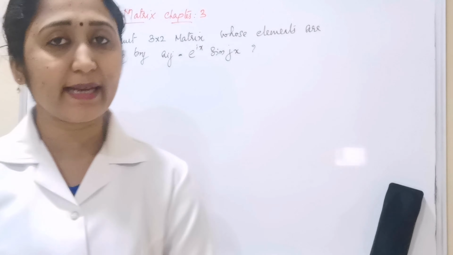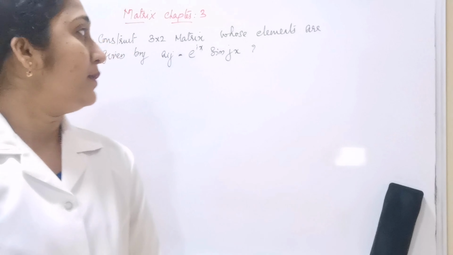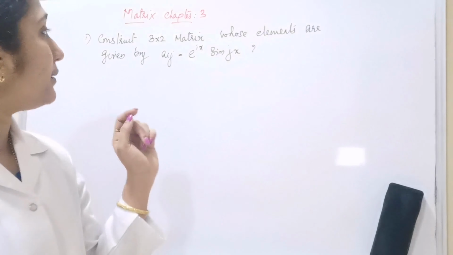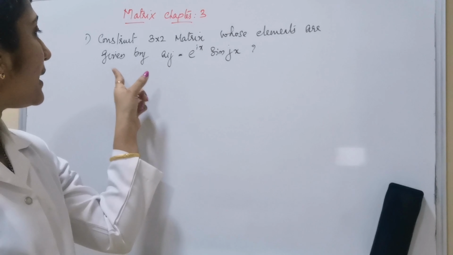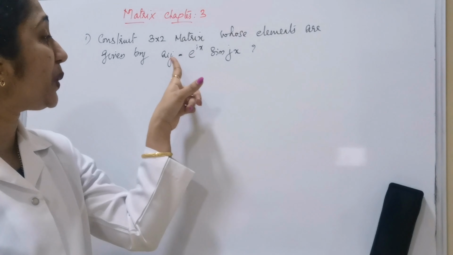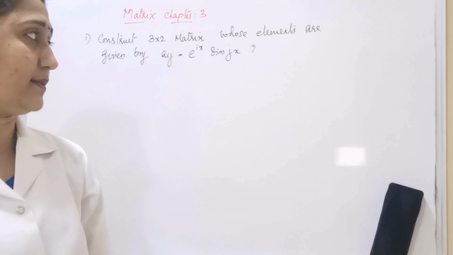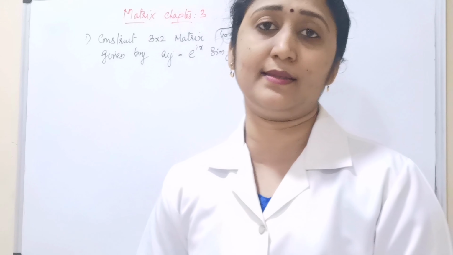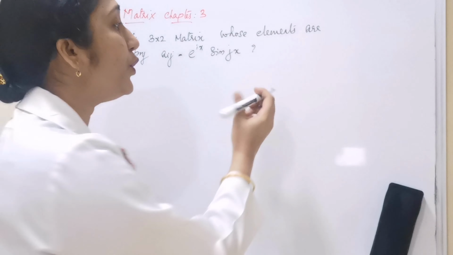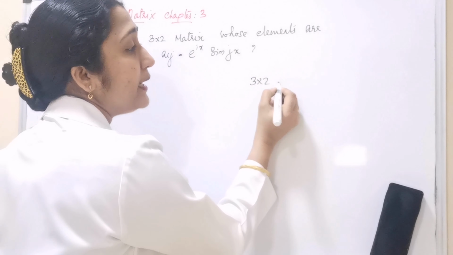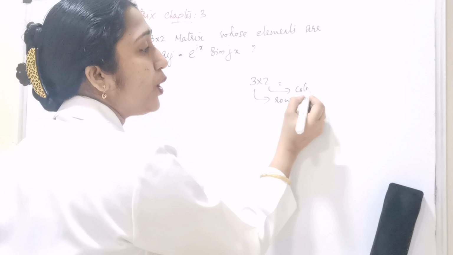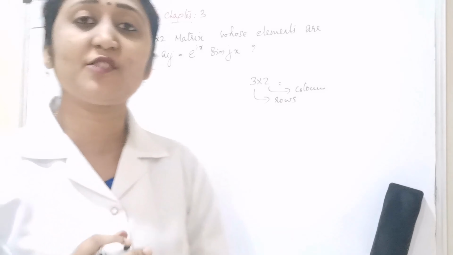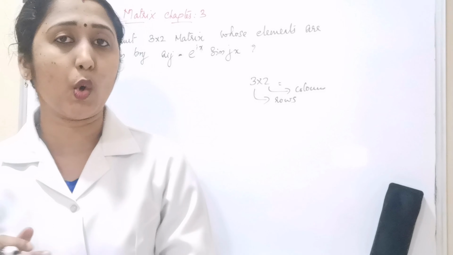Today's topic is matrix plus 2 maths. These are my questions. Here the problem is given: construct a 3 by 2 matrix whose elements are given by Aij equal to e raised to ix sin jx. This is the question. We have to construct a 3 by 2 matrix. A 3 by 2 matrix means 3 rows and 2 columns. This is the form.